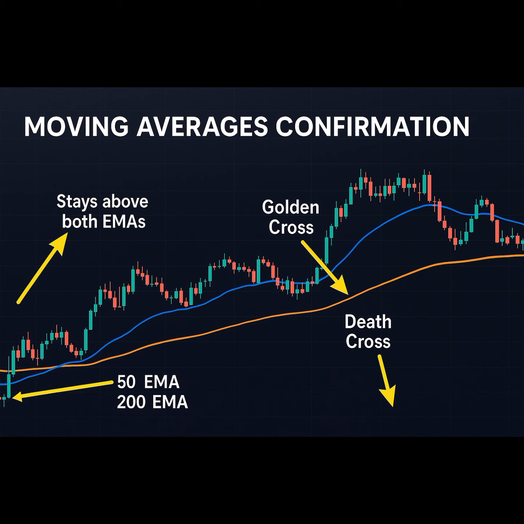When the 50 EMA crosses above the 200, that's a golden cross, a bullish signal. When it crosses below, it's a death cross, a bearish signal. MAs help smooth out the noise and give you a clearer view of trend direction, especially in volatile markets.